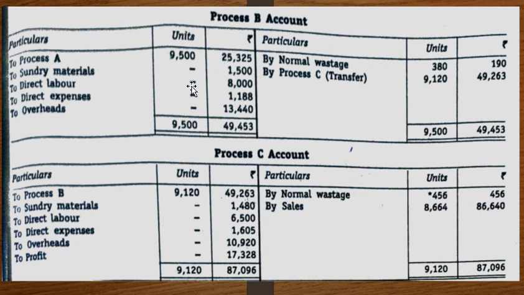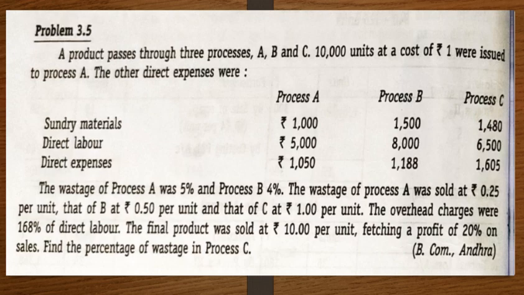So in your output you will usually consider your normal loss. If there is a difference in your input and output units, then you will have abnormal loss, and you will have the next process account. So in the question, let us look into whether they have given the percentage of normal loss. Yes, the wastage of process A is taken in process A account and the wastage of process B is 4%. Have they given the scrap value for this wastage? Yes, they've given that of B at rupees 0.50 per unit.